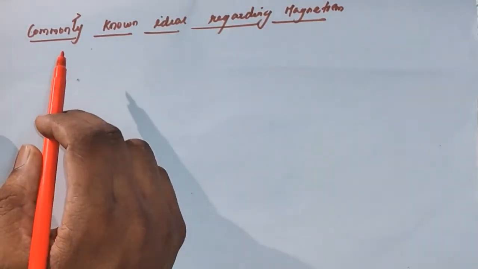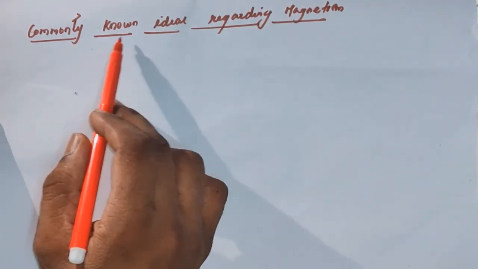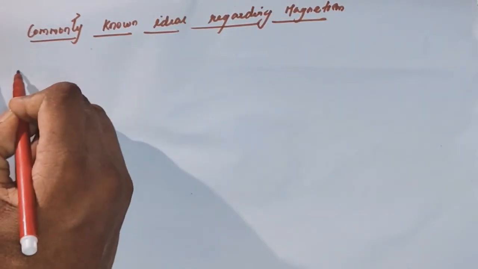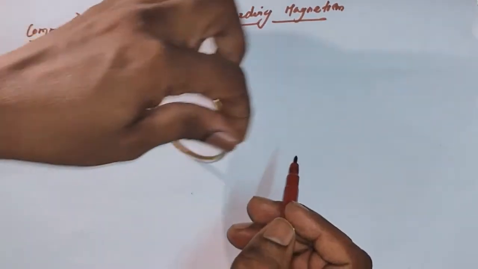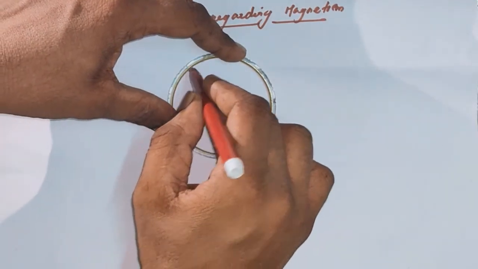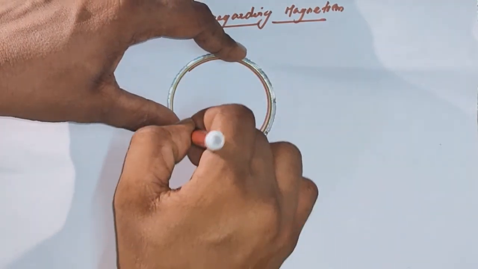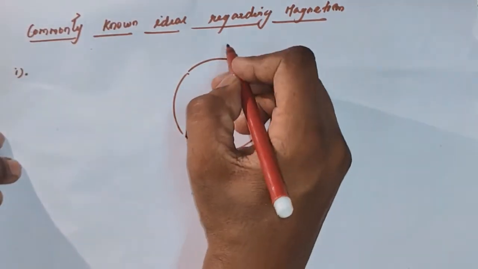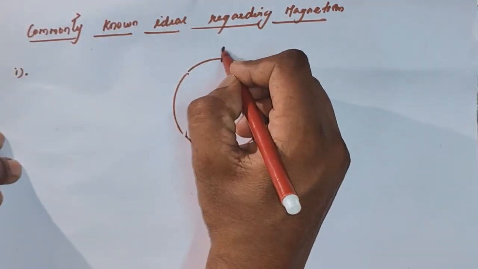So today we are going to discuss the commonly known ideas regarding magnetism. The first point we can discuss is Earth's magnetism. Suppose we consider this is the Earth. The geographic north pole is here.